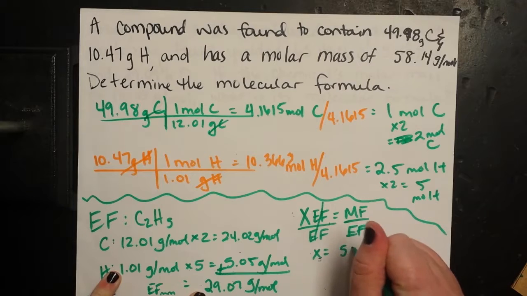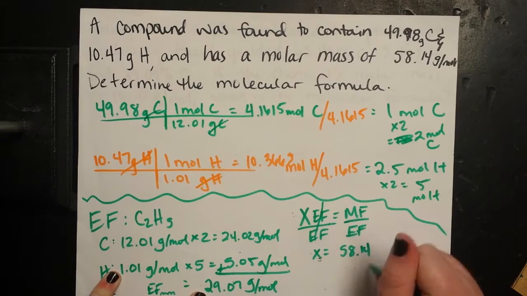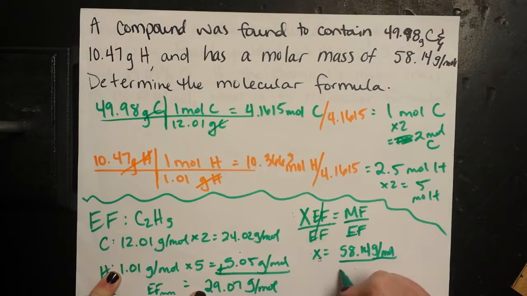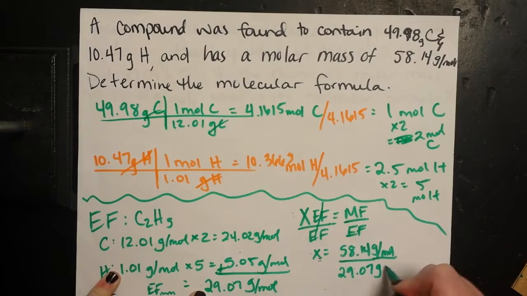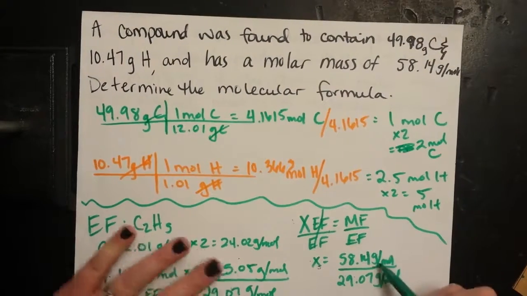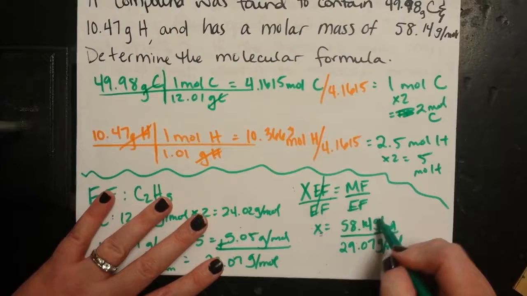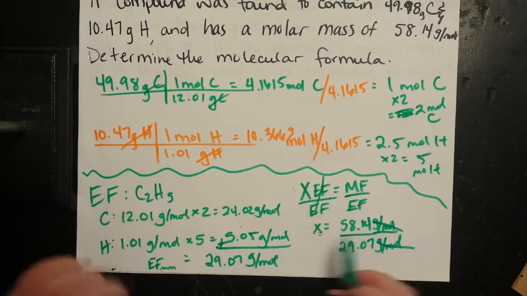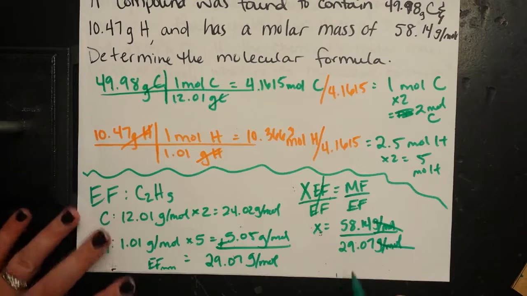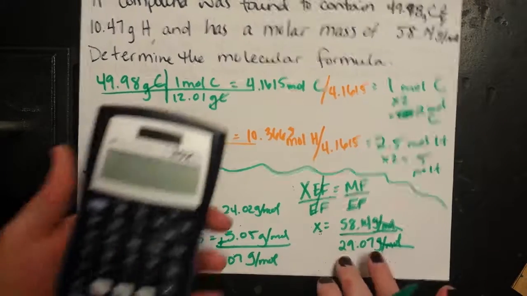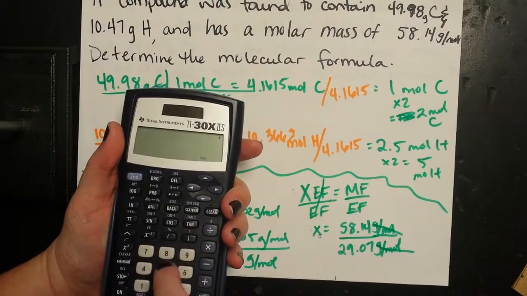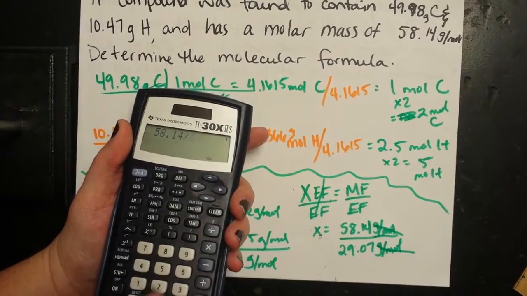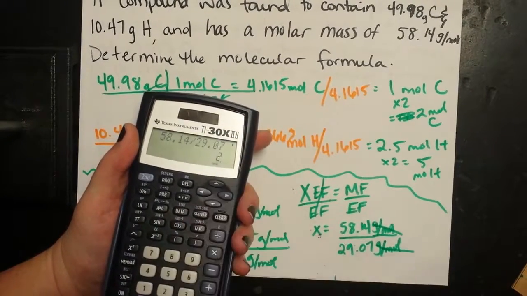I'm going to take this 58.14 grams per mole divided by 29.07 grams per mole. You'll notice that since the units are the same in the numerator and denominator, the units will cancel, and we're left with just a number, which is good because we're looking for how many times we should multiply this. When you plug that in your calculator, again, some of you might already be able to see what this is going to be, but just to plug it in and practice, 58.14 divided by 29.07 is exactly 2.